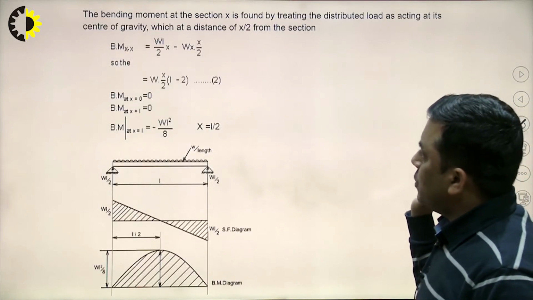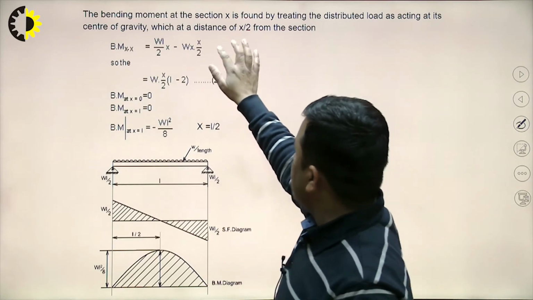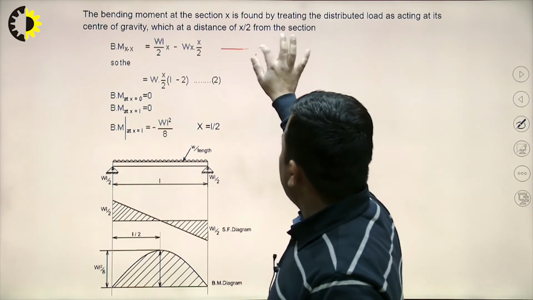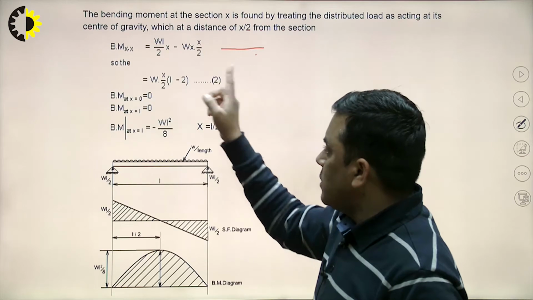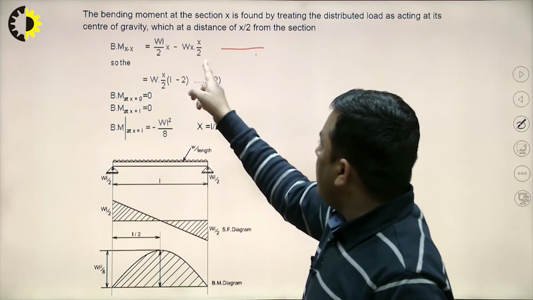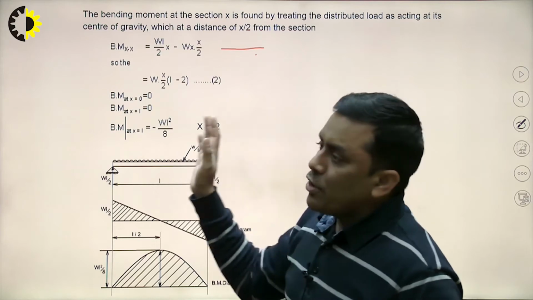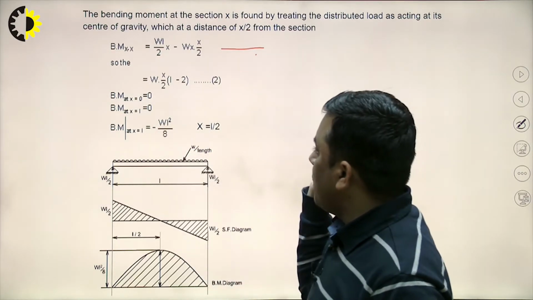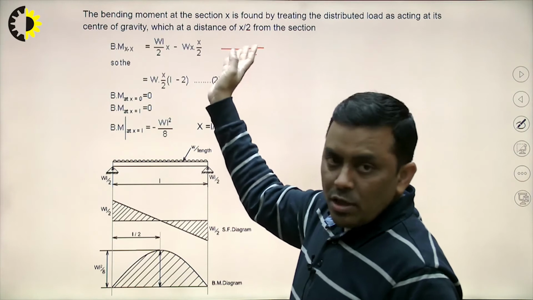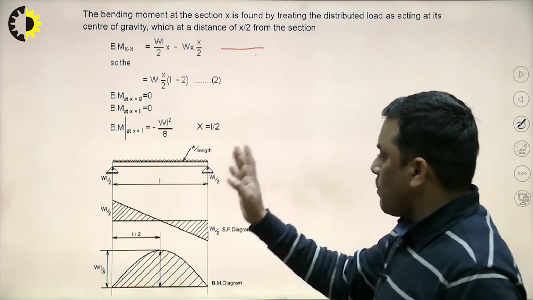Let us see what is written over here. Yes, the similar equation is written over here. WL/2 into x is because of the support reaction, and Wx into x by 2 is because of the UDL, which is on the left side of the section plane. Now, the equation is available with us, and this equation is valid from support to support.